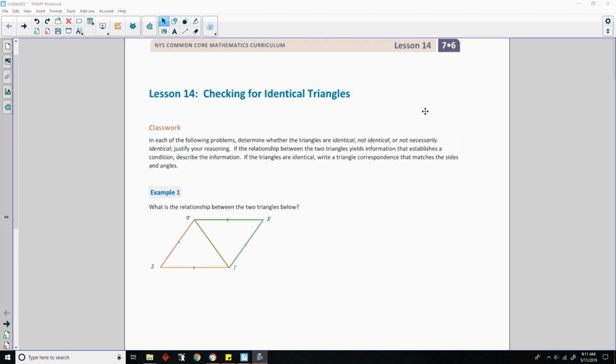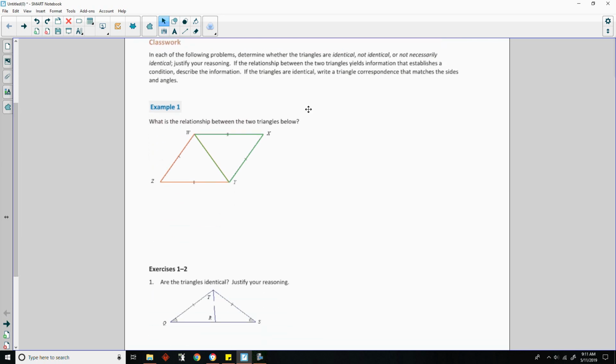Welcome to Lesson 14, Checking for Identical Triangles. Classwork. In each of the following problems, determine whether the triangles are identical, not identical, or not necessarily identical. Justify your reasoning. If the relationship between the two triangles yields information that establishes a condition, describe the information. If the triangles are identical, write a triangle correspondence that matches the sides and the angles.